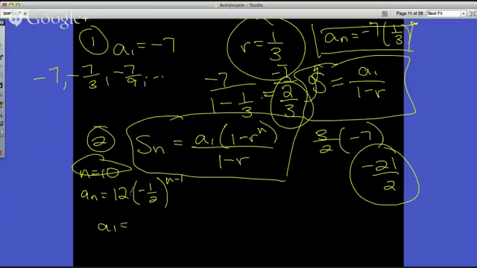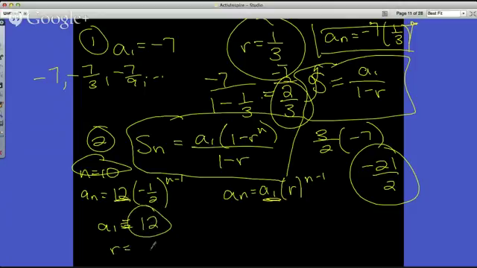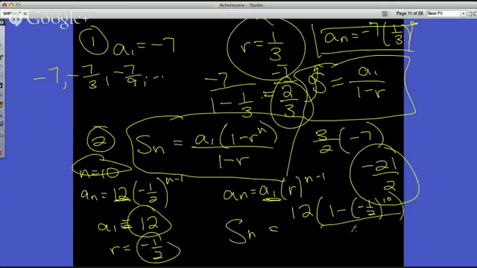I'll give you this equation too. Here's the equation. So what's the first term? 10? You sure? What corresponds to this in my equation? Oh, 12. 12, right? Because that's what's first. What's the common ratio? Good. That's exactly right. So here's what I have. The sum of 12 times 1 minus negative 1/2 to the 10th power, all over 1 minus negative 1/2.